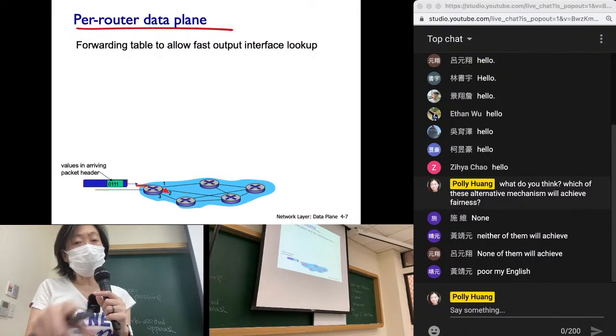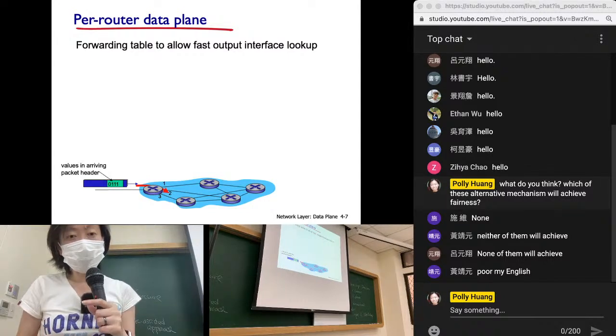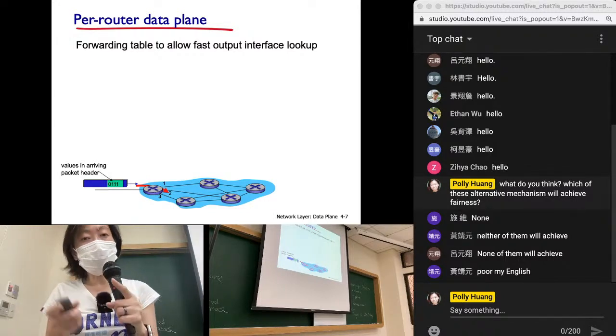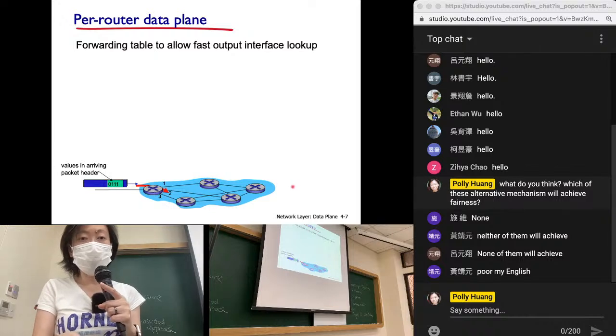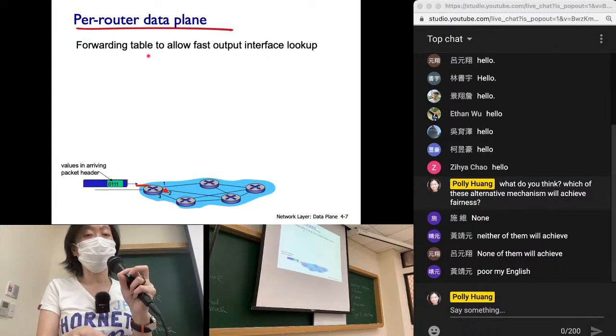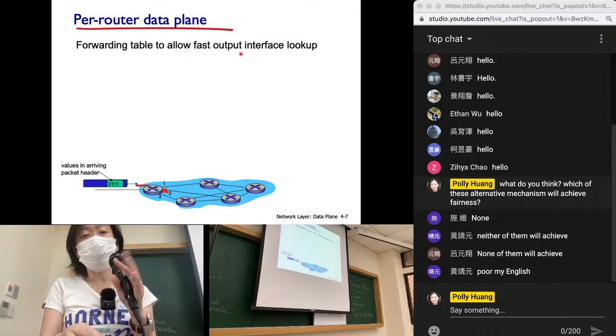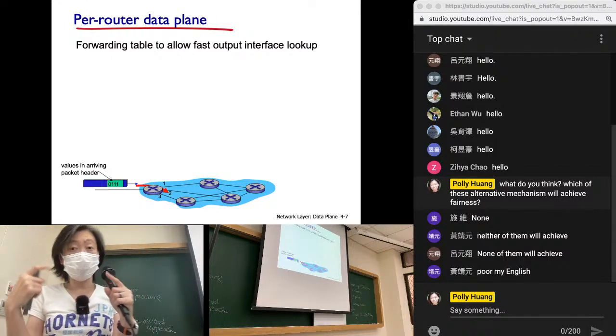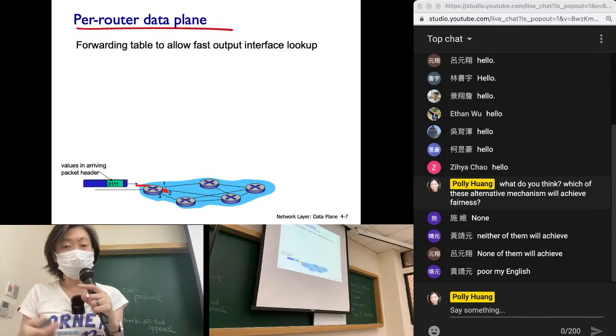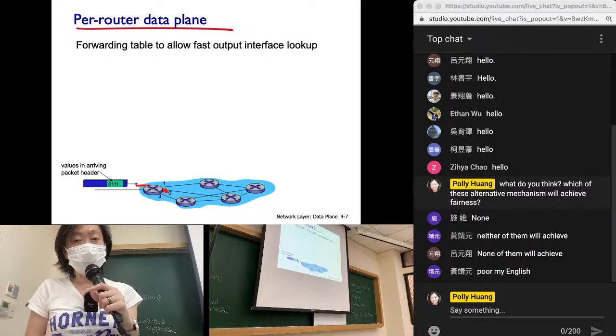So as data arrives at the router, this is per router data plane. We'll be looking up a forwarding table. The forwarding table is essentially the key component to allow very, very fast identification of the output port. When I say output port, I also actually meant output interface. Port and interface, you will hear me using them interchangeably. They are the same thing that I'm referring to.